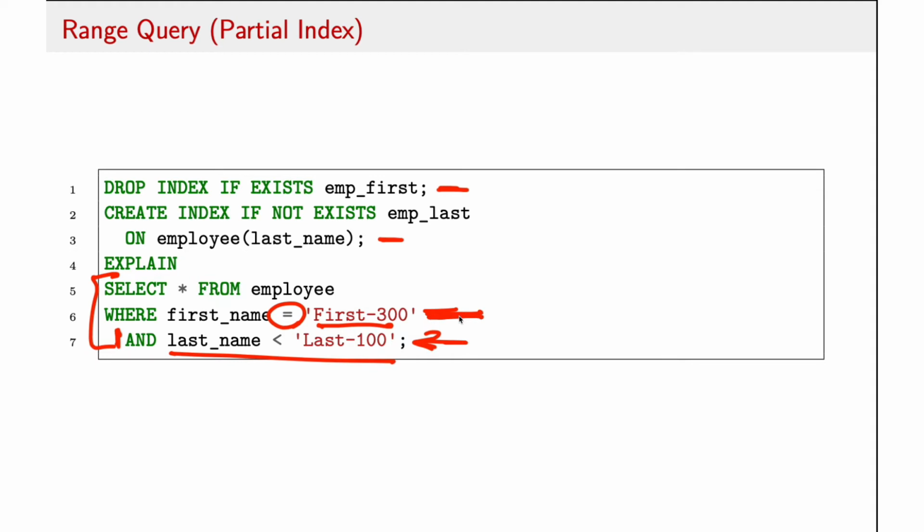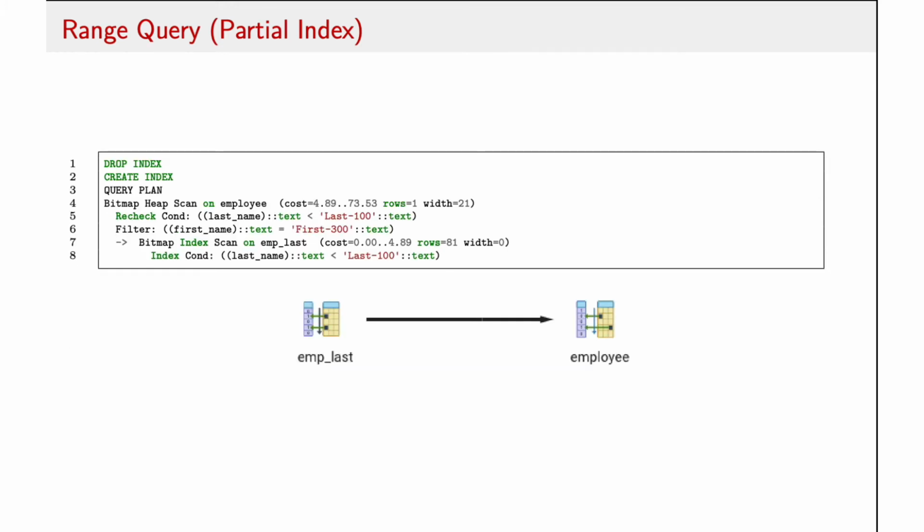But for the first name, not so much, right? Because we don't have an index on that first name. So no matter what kind of query or what kind of comparison we're doing there, there's no index to help out. So here's the query plan.